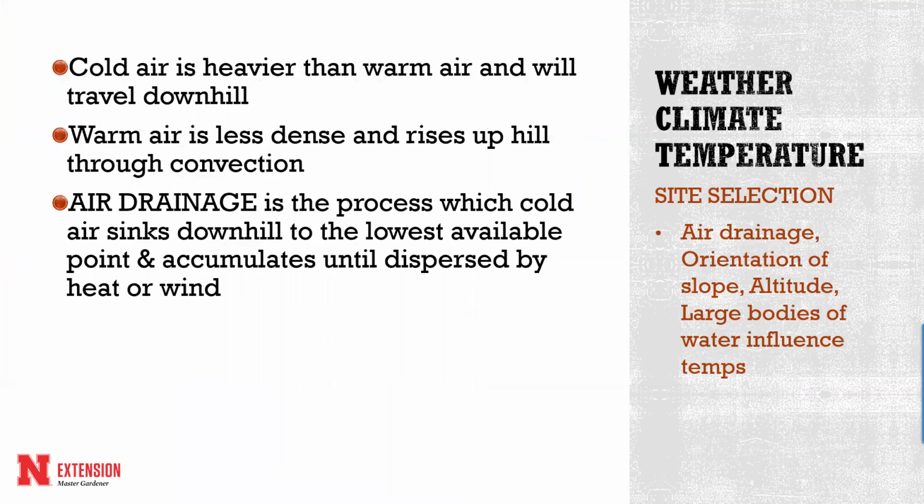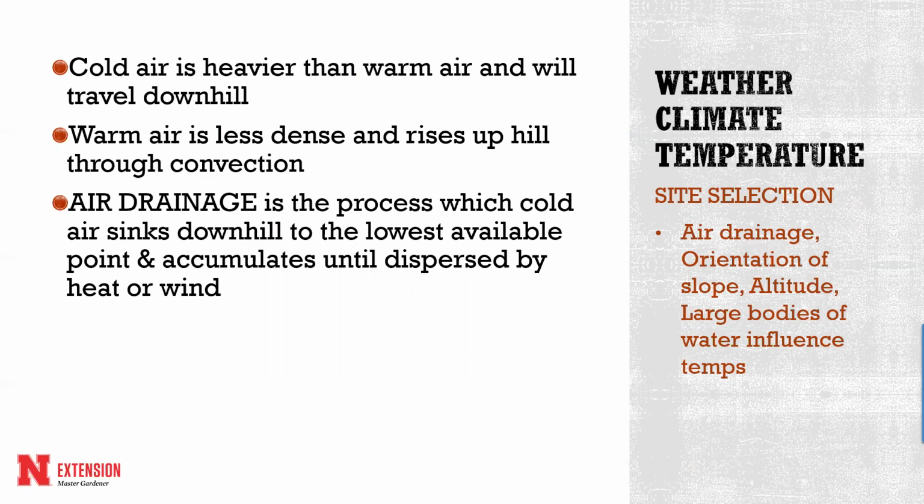So when you're looking at temperature and site selection, you're looking at air drainage, the orientation of your slope in your landscape, the altitude. And then you're also looking at large bodies of water, which can definitely influence the temperature in your landscape. So let's look at a couple of these things. Cold air is heavier than warm air and it will travel downhill. So if you have a hilly area, remember that especially in the spring or summer, the cooler air is going to bottom out in those lower areas. Warmer air is less dense and it's going to move up that hill through convection.